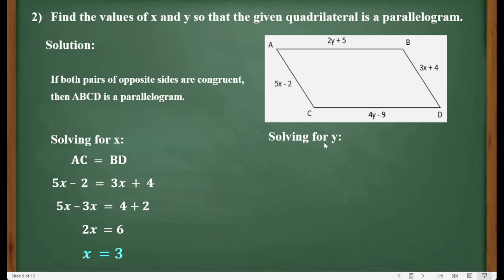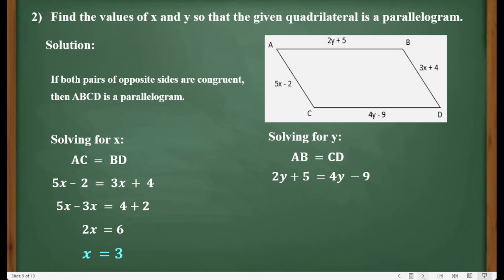Next, for the value of y, we set up the relationship between the opposite sides. So these are segment AB equals segment CD. This one. Then, substitute the equivalent of each segment. So the equation becomes what? 2y plus 5 equals 4y minus 9. So another linear equation in one variable, which is in terms of y.